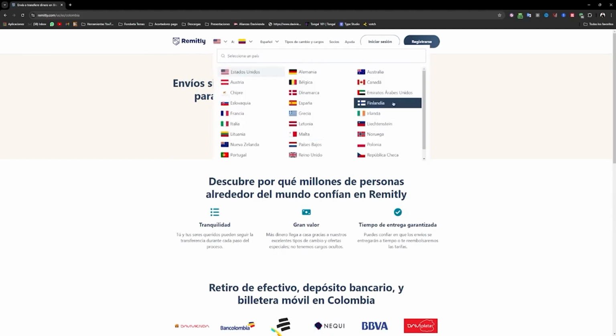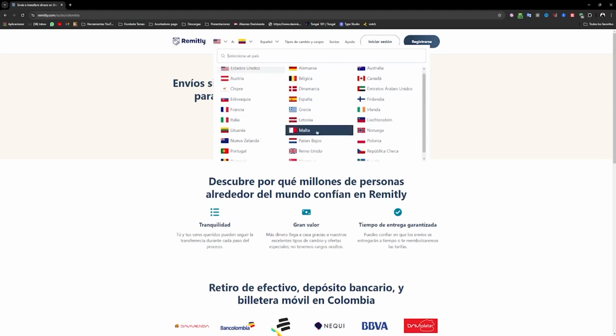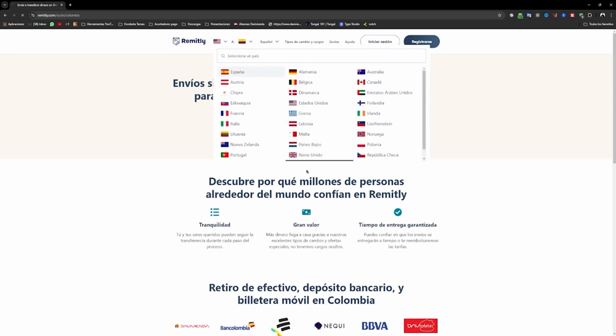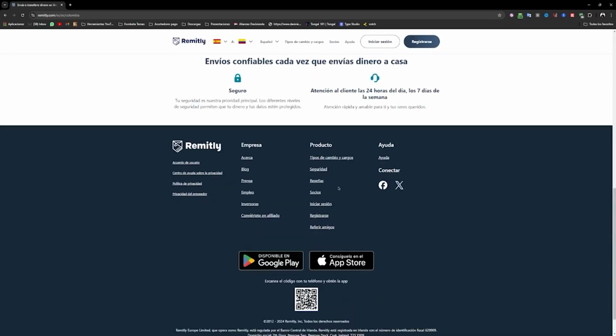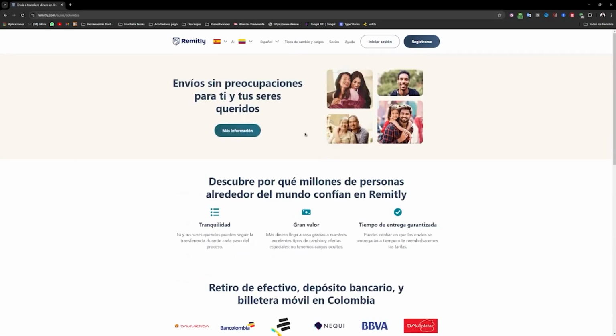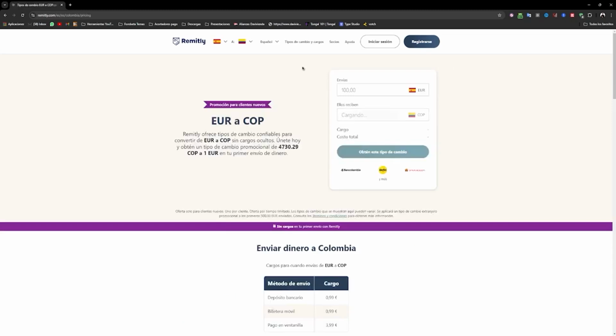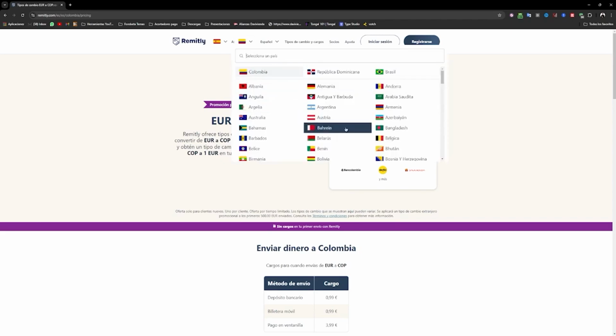Next, at the top, the initial step is to select the country from which we are sending the money. In this scenario, the countries listed include the United States, Germany, Australia, Austria, Belgium, among others. So here we need to choose. For instance, if we are in Spain, then we will send money to Colombia and the menu will adjust slightly. However, it remains practically the same, with the only differences being the exchange rates and fees due to the currency we are utilizing and naturally the exchange rate of the day.